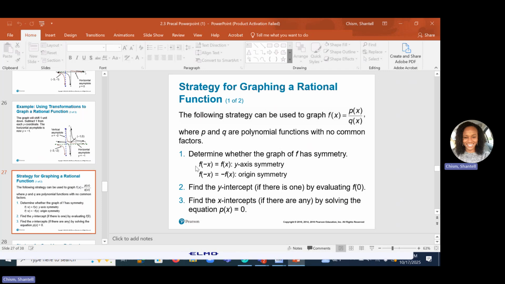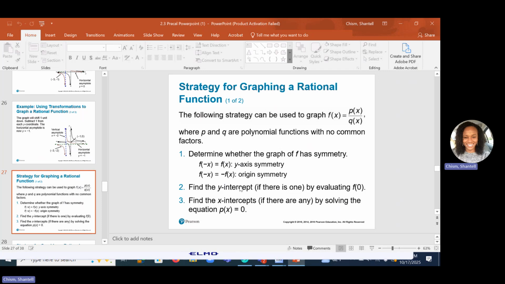If it has y-axis symmetry, then that means if you were to replace x with negative x in the original function, and you get the original function back, then that function has y-axis symmetry. If you were to replace x with negative x in the function, and you get the opposite of f of x, okay, then that means you have origin symmetry. So that's one of the first things we'll do.